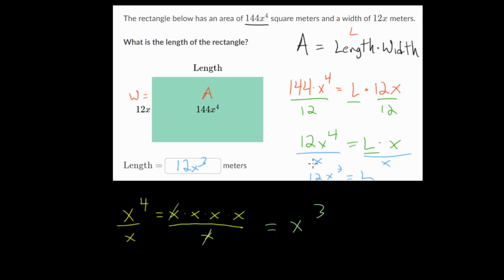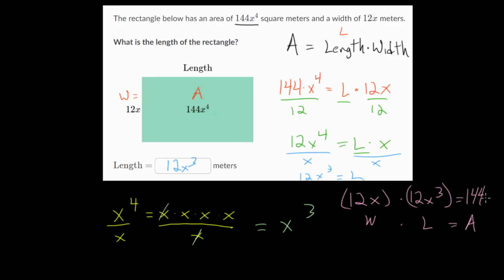If we actually multiply those together, the length times the width, we should get 144x to the fourth. So if we take 12x and multiply it by 12x to the third, that is our width multiplied by our length, we should get our area, which is 144 multiplied by x to the fourth. And we know 12 times 12 is 144. And x times x to the third is x to the fourth. Since remember the exponent rules, if they have the same base, then we can just add the exponents. 1 plus 3 is 4.